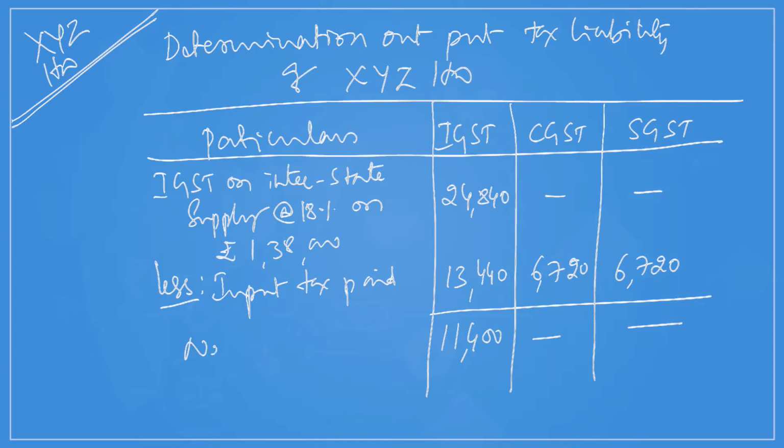So net output tax liability is 11,400. Notes to the solution: it is noted that from the input tax credit balance of IGST, we can use it for paying output tax of both CGST and SGST.